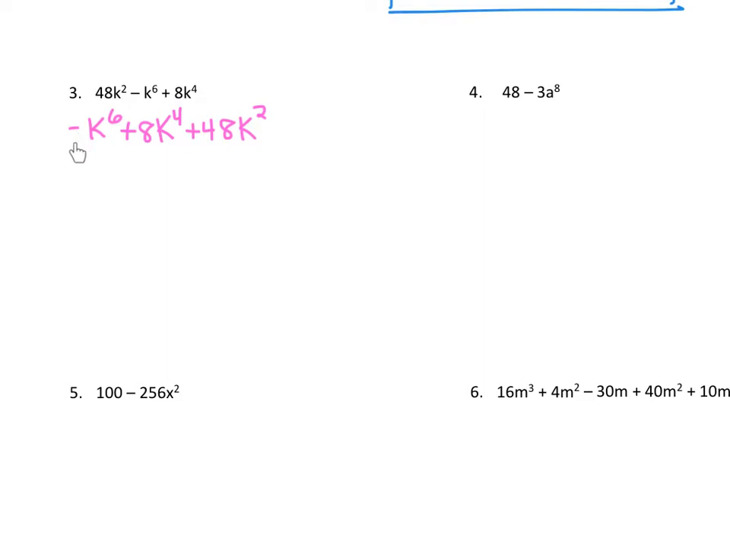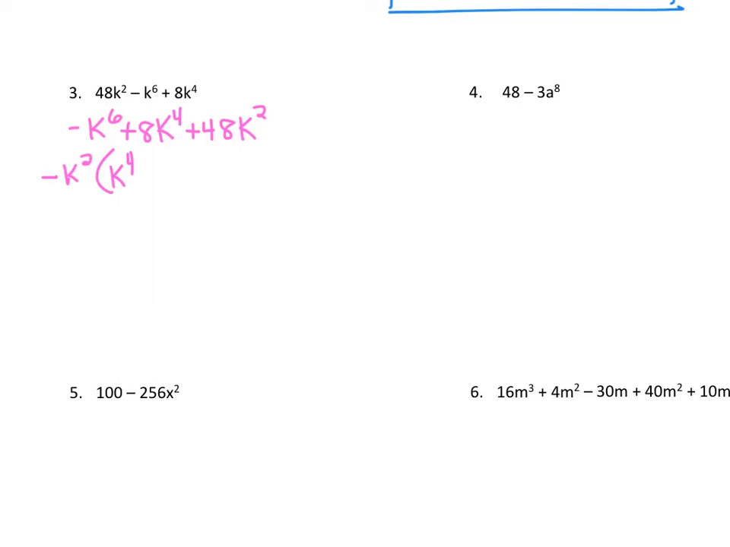See how your leading coefficient is a negative? We don't want to have a negative if we're going to factor further. So instead of just factoring out k squared, let's factor out that negative as well. Let's factor out negative k squared. Okay, so if we took the negative out and we had 6 k's and we took out 2, we still have 4 k's left. So that's going to be k to the 4th.